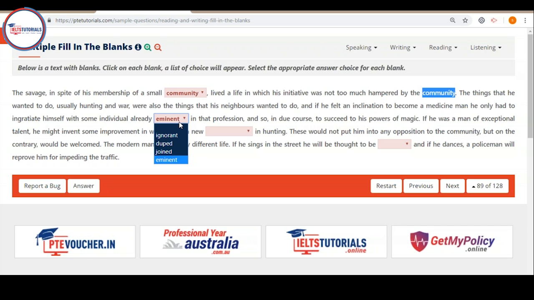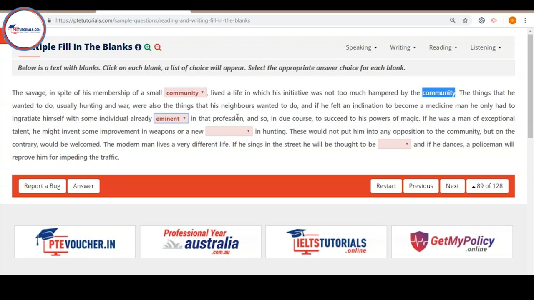Here also, ignoring a big cross, joined a big cross. I can only think, suppose I'm not aware about the meaning of dupe and eminent even. But which is the higher with the word profession. Profession is a higher level word. It means they are talking about your membership, hunting and war, inclination, medicine, math. So these are what community is also there. Some higher level words are there. That's why I'm not going to choose the word dupe. I'll choose eminent. This my instinct says.